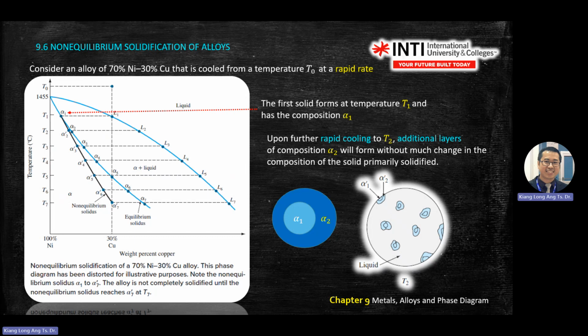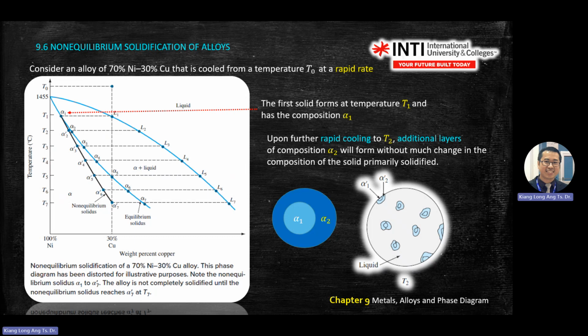Now I draw alpha 3. Sorry, T3. T2. Okay, at T2, you start to see alpha 2, right? So you draw one big circle, like under a microscope lens. Then you copy your alpha 1, and you draw another layer outside. This is alpha 2. This is at T2. So what happens if you're having rapid cooling? Rapid cooling, I use, still intersect there.